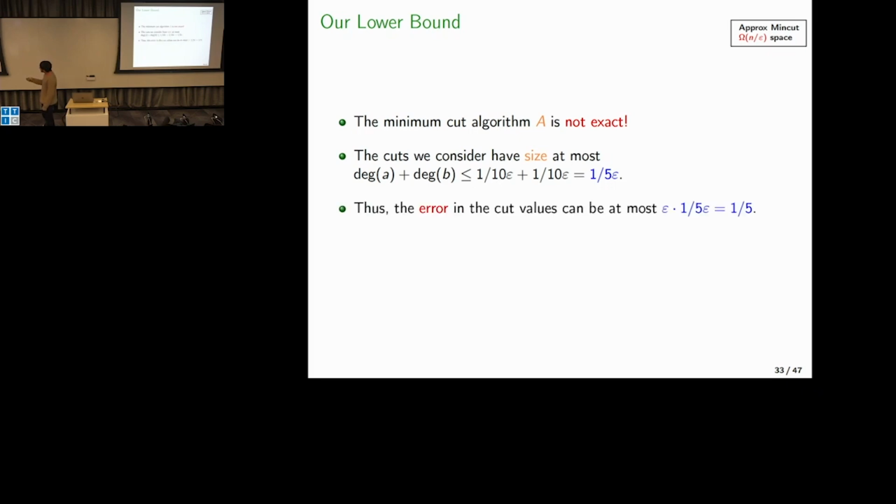And so if I can have at most epsilon error, then the amount of error I can have in the cut value is just 1 over 5. The multiplicative error is epsilon times the cut value. And since these cuts are so small, I cannot make any error. And so the approximate algorithm behaves like an exact algorithm for small cuts. And that is why I'm done.